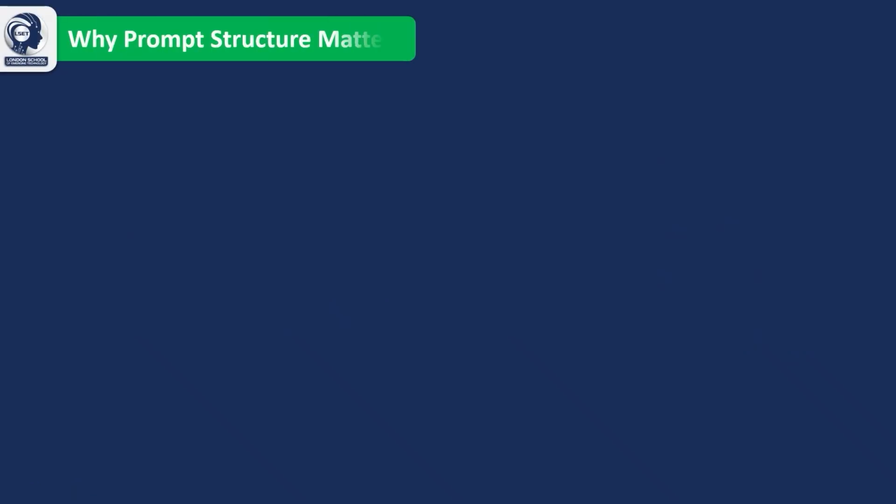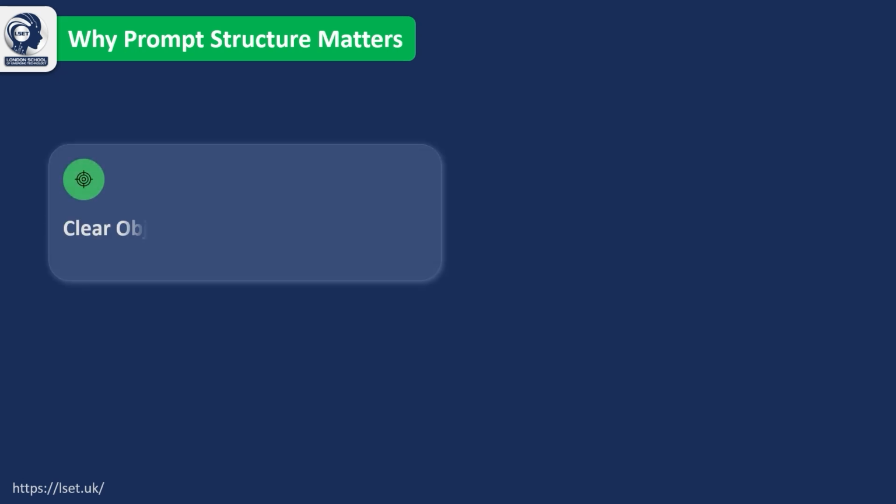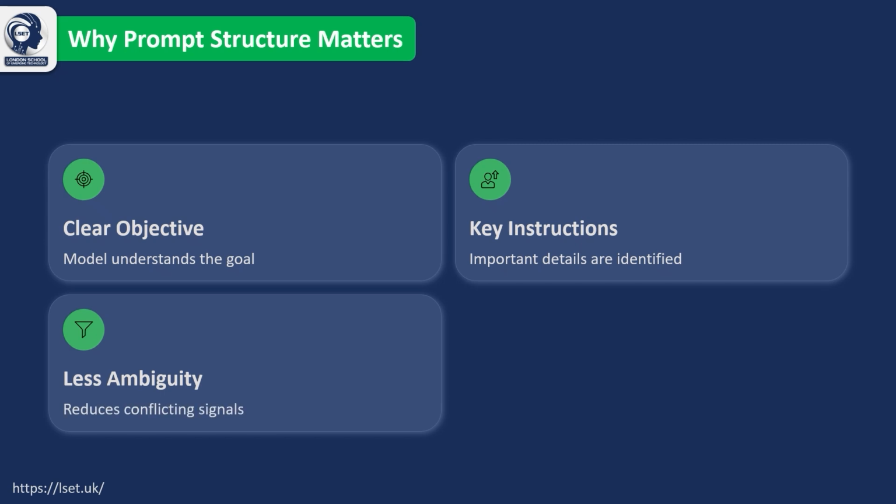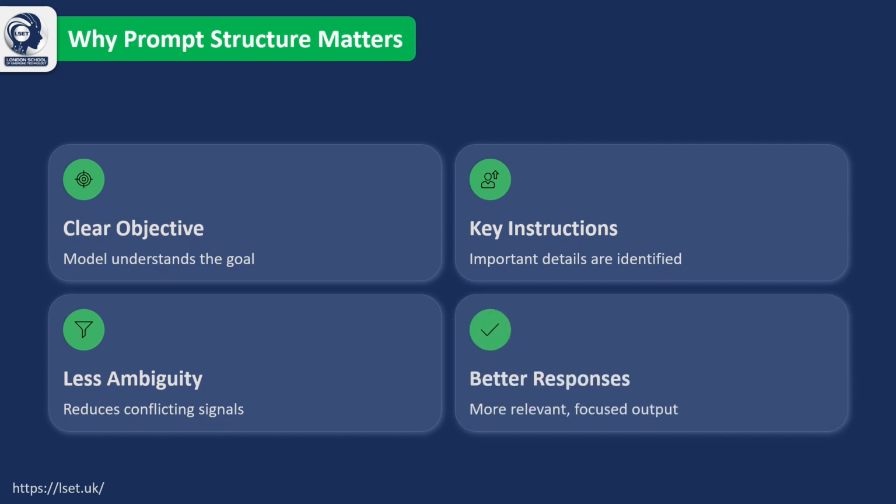The quality of an AI's response depends heavily on how the prompt is written. A well-structured prompt gives the model a clear direction and reduces confusion. First, a clear objective helps the model understand exactly what you want to achieve. Next, key instructions highlight the most important requirements, allowing the model to focus on critical details. A structured prompt also creates less ambiguity, reducing conflicting signals and improving consistency. As a result, the AI produces better responses that are more accurate, relevant, and focused on your intended outcome.